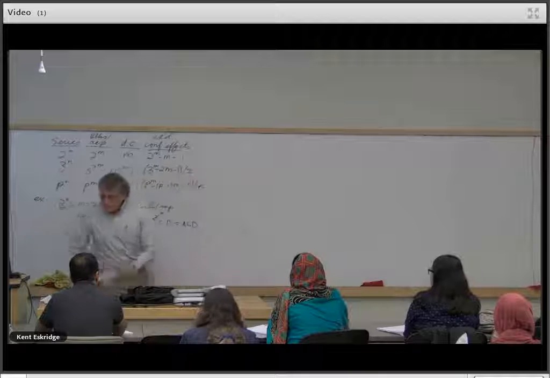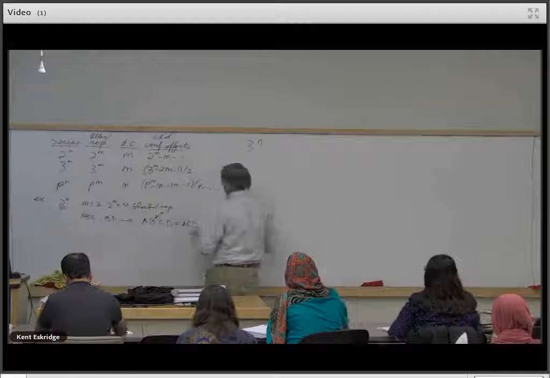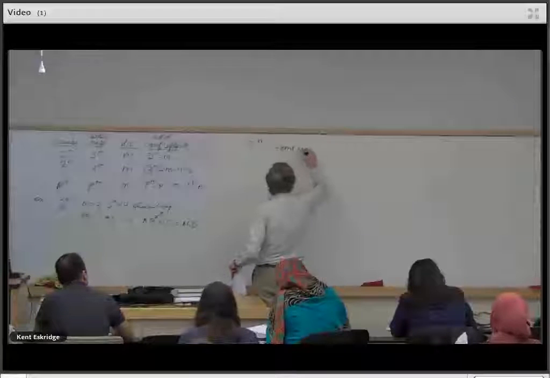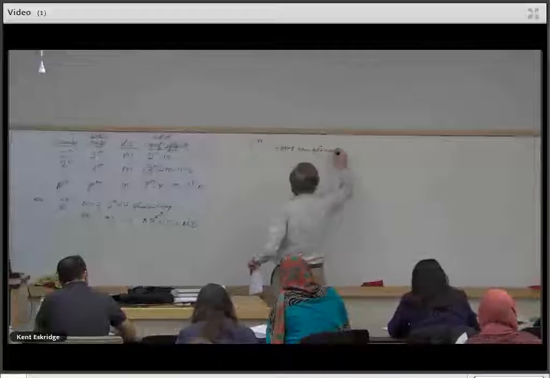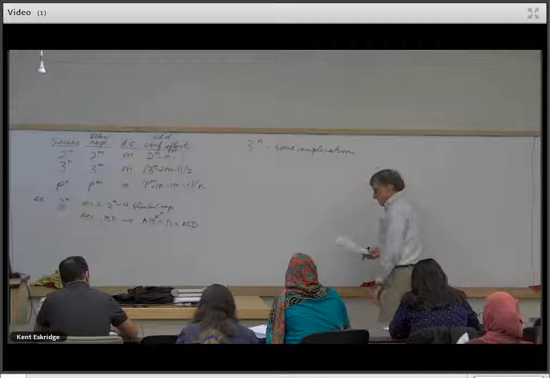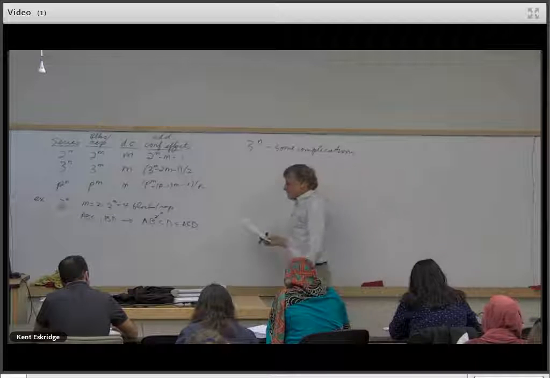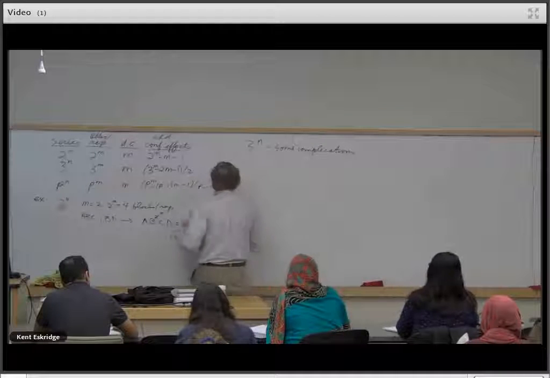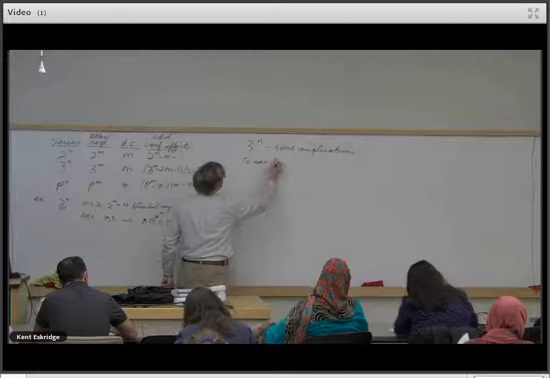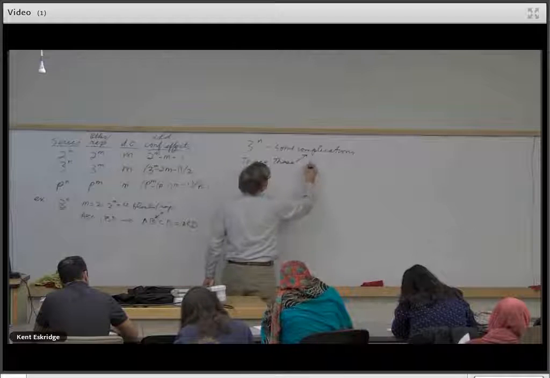Okay, let's look at a 3 to the n series. Okay, 3 to the n. Now some complications arise, as if this is not already complicated enough. To understand these complications, first let's see how the ANOVA breaks out. To see these complications, let's look at the ANOVA.